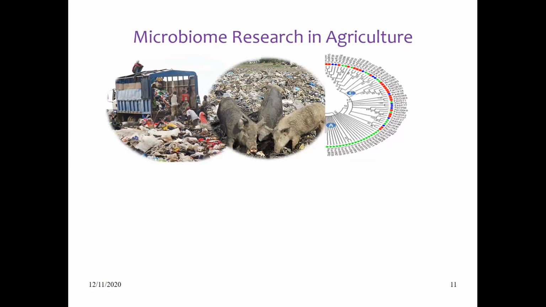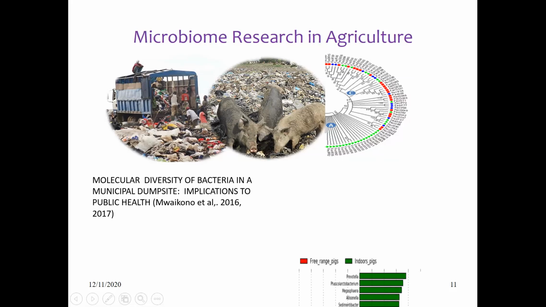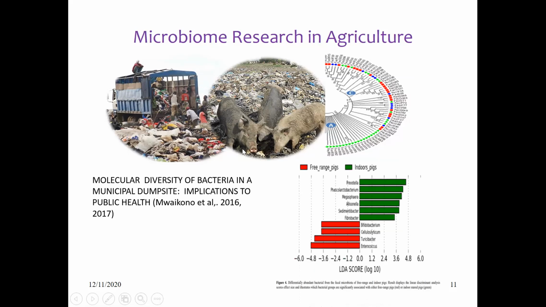Then you do amplification of target genes that are universal for all the bacteria, and then establish a phylogeny to see what the link is between these microbes that are present in that area, and what could be the potential risk for those people who are working at the dump site.